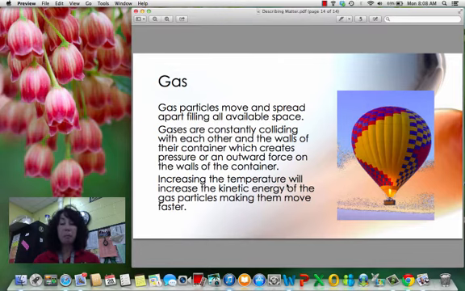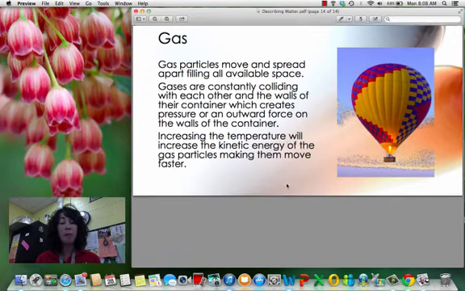And gases. Now, gas particles, like we just talked about, will move and spread apart and fill up all the space that they have available. Those gas particles, because they are moving, will constantly be colliding with each other and, of course, the container that they're in. And this creates this outward force or this pressure. Now, if we increase the temperature of the gas, those particles will move more quickly, bump into each other more often, bump into the container more often, and will increase the pressure because, again, we're giving that gas more kinetic energy and causing them to move faster.